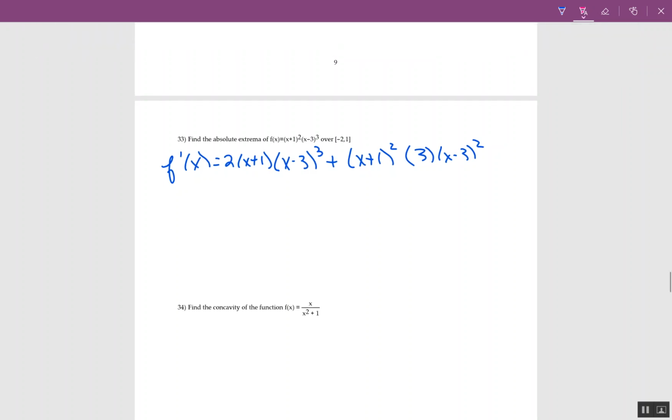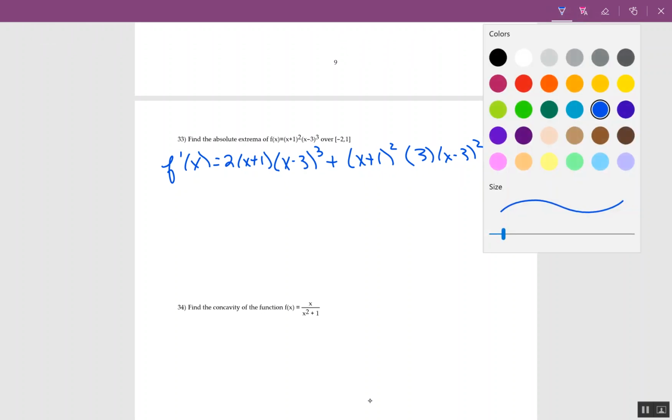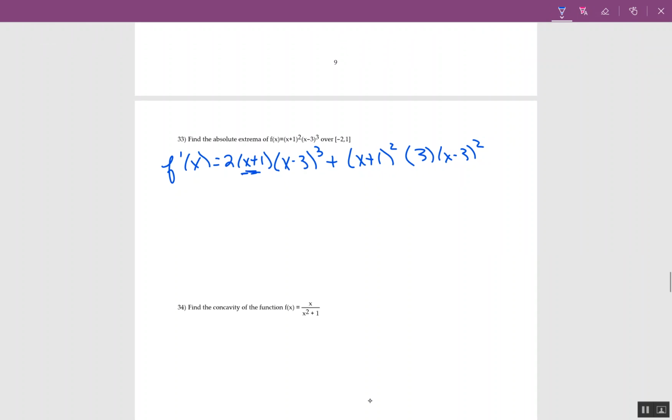Oops, it's not picking up that pen for some reason, so I guess we'll just go back to a color. So they both have an x plus 1. They both have an x minus 3. So as I'm starting to factor this, I'm going to take out an x plus 1, but I only get to take out power 1 because that's the smallest power. And then the x minus 3, I take out a power 2 because that's the smallest power.